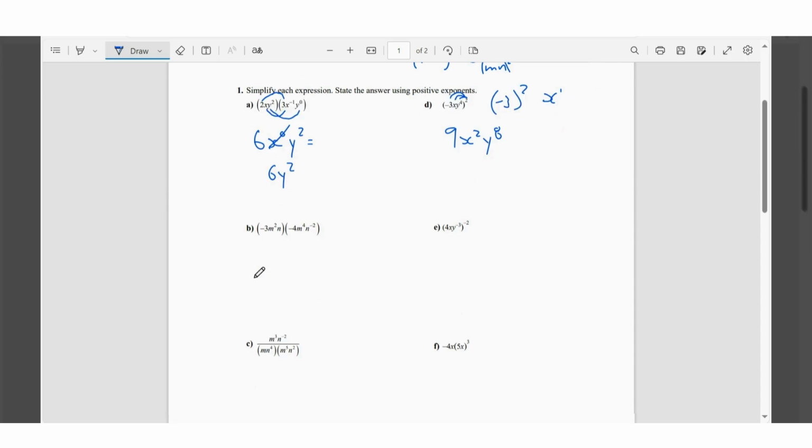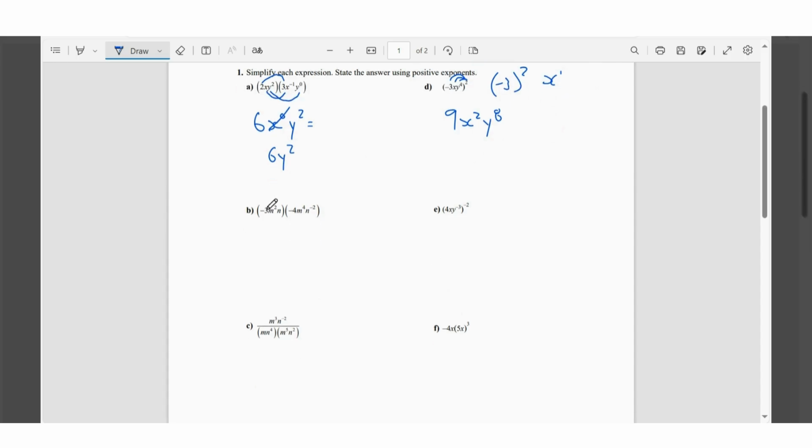Let's do the next one. These are being multiplied, so we can multiply our like terms. We can do the negative 3 times the negative 4. That gives us a positive 12. We can multiply this m and this m. Same base. The exponents here are 2 and 4. They're being multiplied, so we can add them. 2 plus 4 is 6. And the last one, we have n to the 1, remember, plus negative 2. So 1 plus negative 2 is going to give us n to the negative 1.